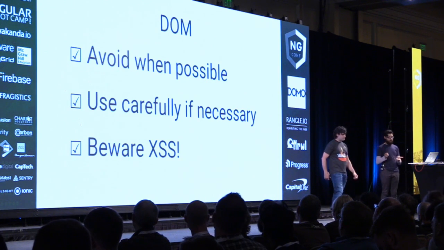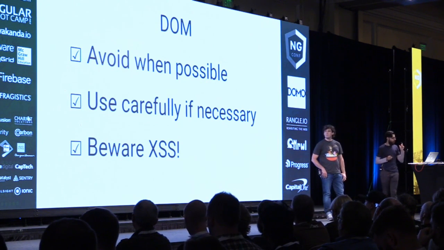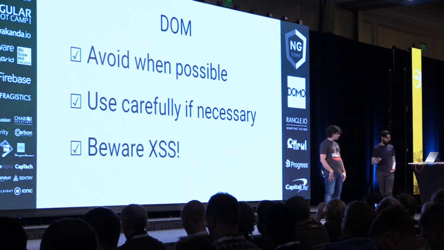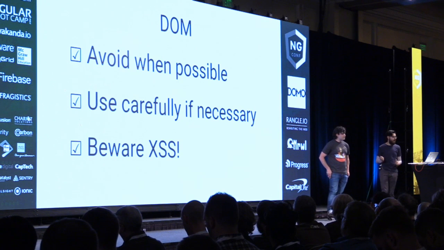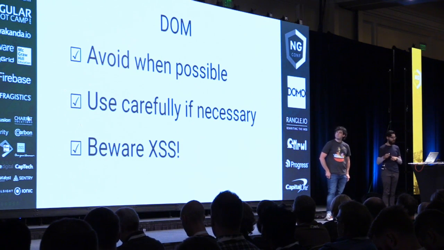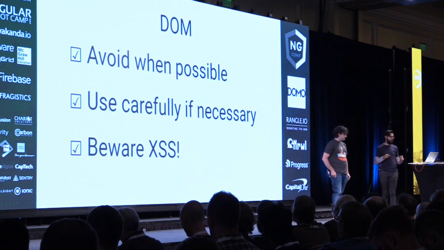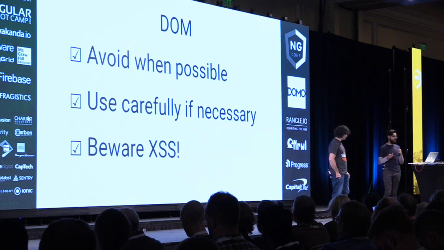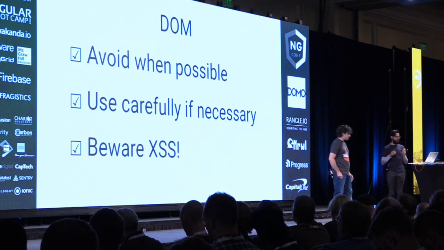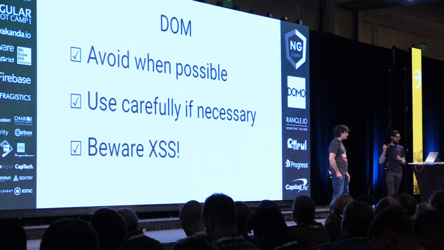Yeah, so reiterating on this, when it comes to dealing with DOM and Angular applications, avoid it when it's possible. Prefer using Angular APIs. But you may still encounter some situations where it's necessary to use the platform native APIs. And when you do find these situations, be very careful. Watch out for XSS and be mindful of what you're doing and whether or not it is going to play nicely with tools like Angular Universal for pre-rendering.